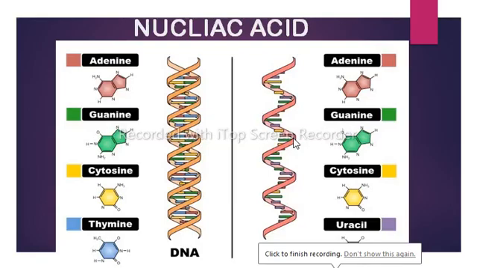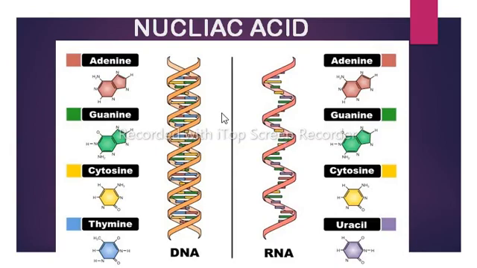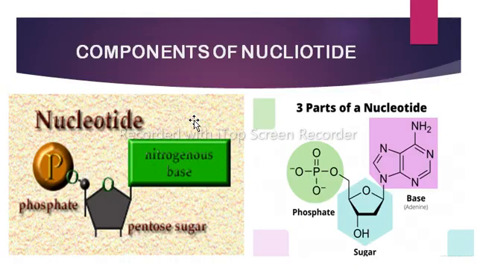In this video lecture, the topic under discussion is nucleic acids. There are two types of nucleic acid. One is DNA and the next is RNA. DNA and RNA are collectively called nucleic acids, and the basic units of nucleic acids are called nucleotides, which are adenine, guanine, cytosine, thymine, and uracil in the case of RNA.